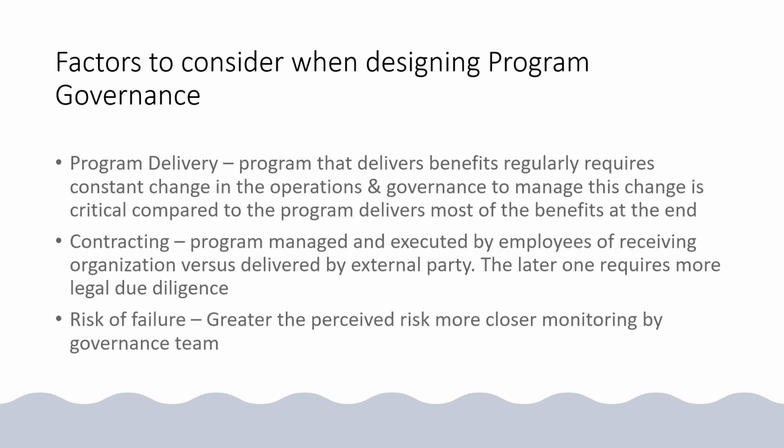The other three factors include program delivery, contracting, and risk of failure. When it comes to program delivery, a program that delivers benefits regularly requires constant change in the operations. So you need a governance team to manage this change very closely. When program delivery happens every phase, and it takes every 6 months or so, you may not need that much interaction of the governance team with the program management team. It can be much lesser. So accordingly, you can design your oversight and monitoring policy, right?